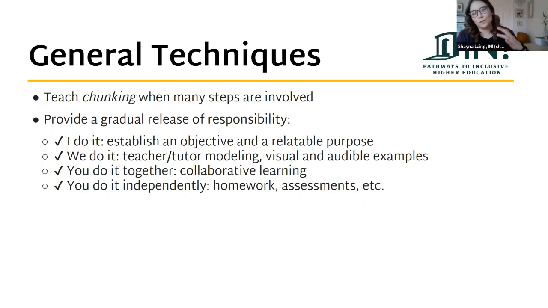So really moving through this progression, and that could be over time, that could be in one class time, it doesn't matter, but just having this in the back of your mind: I do it, we do it, you guys do it, and now you do it independently.